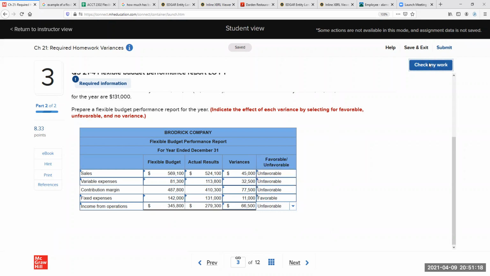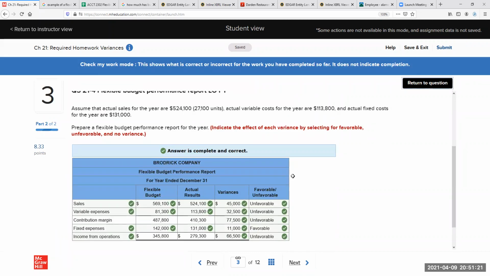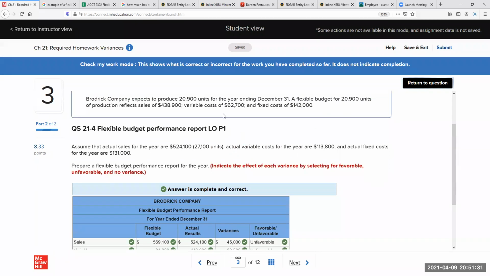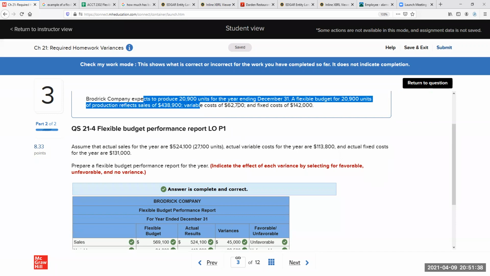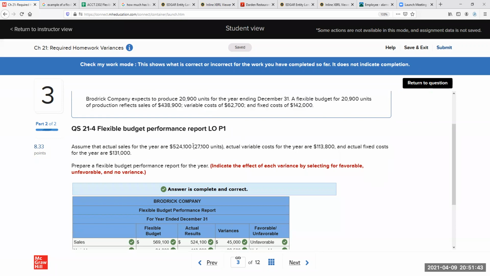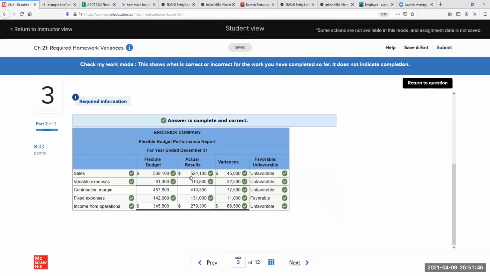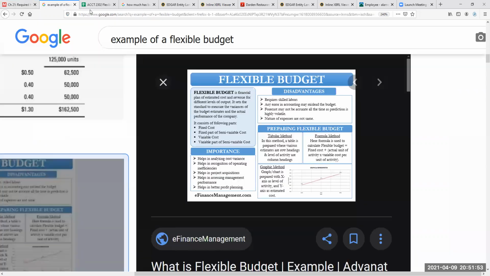And let's see our results up here, if we missed anything. Okay, very good. So here are your actual results in this column. And then, what are the costs supposed to be, not at the 20,900, but at this level? So what are the costs? These are kind of like standard costs or budget costs, adjusted up for this real level, and then compared. Okay. Now, let me see if I can give you an example of this.